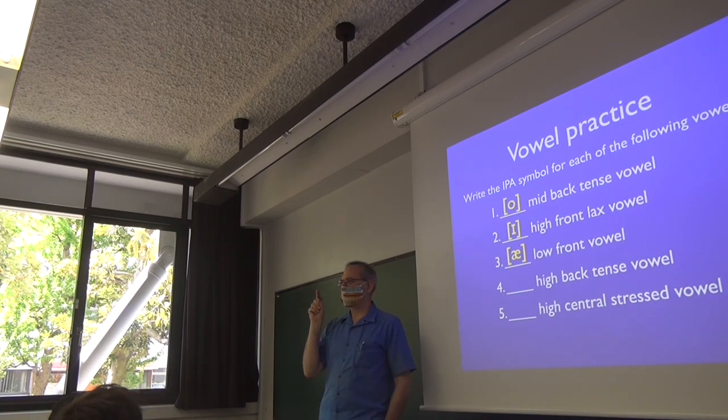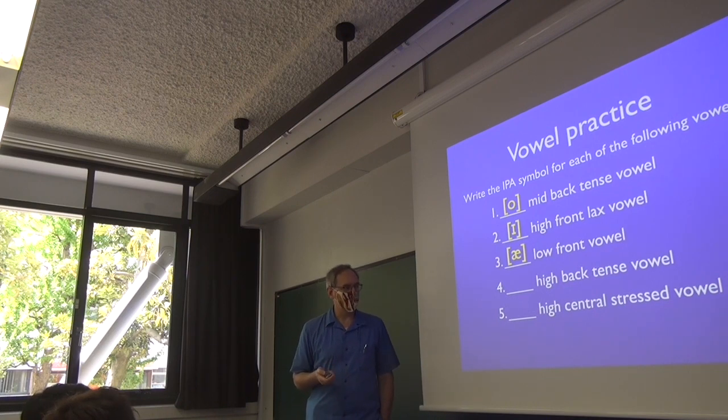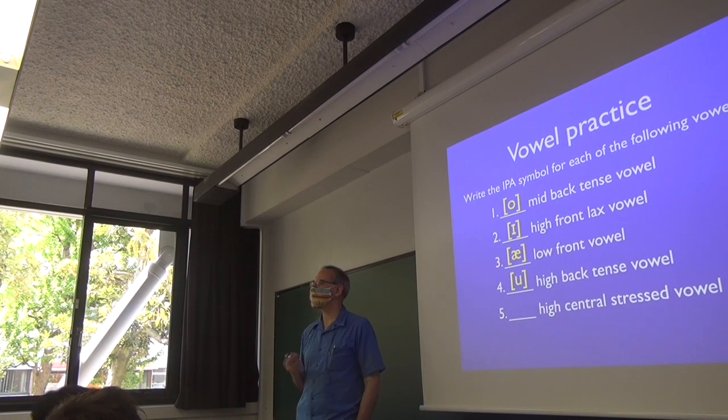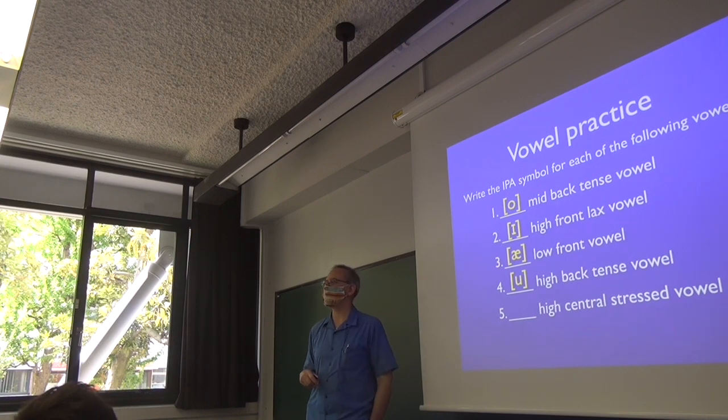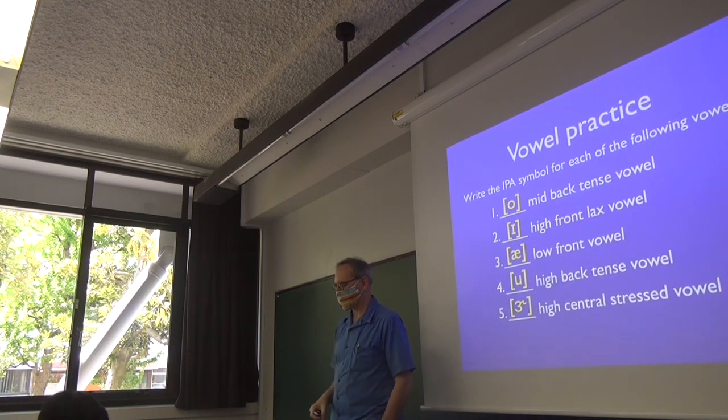A high back tense vowel, the vowel U, and a high central stressed vowel. Remember, there's a slight difference between the stressed and unstressed pronunciation. This is the one that looks like the number 3, the little tail, this R-like tail.